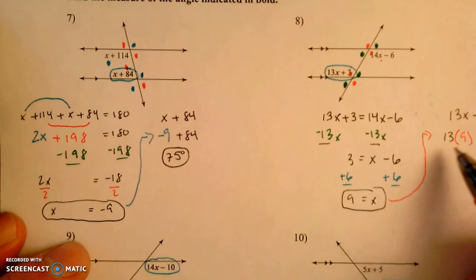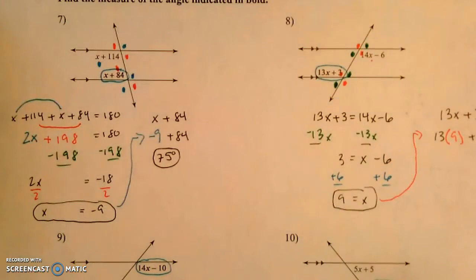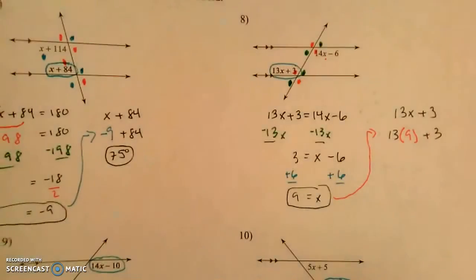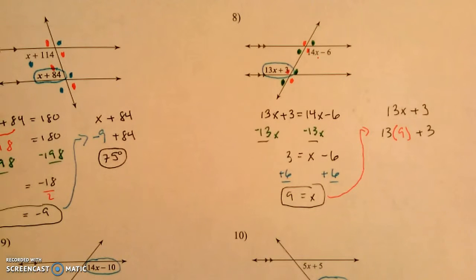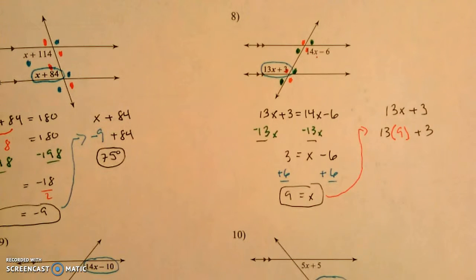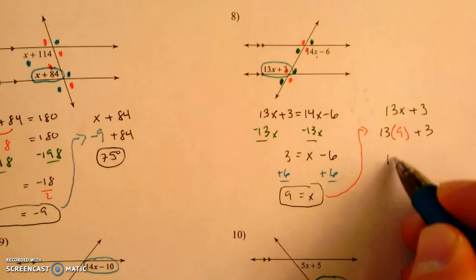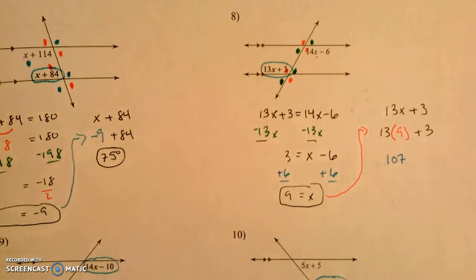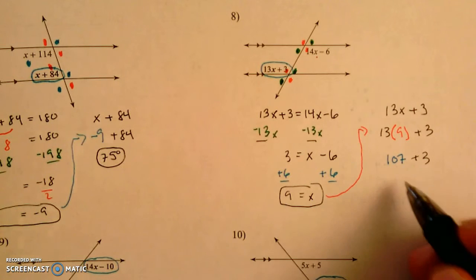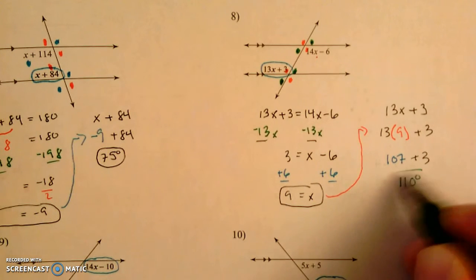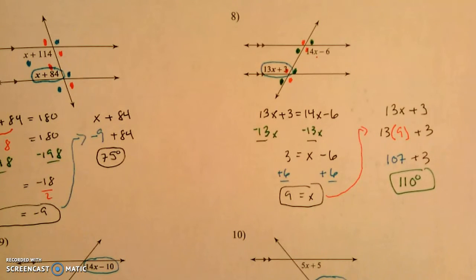And then we end up with, see, a little more room over here. Oh yeah, and then 13 times 9 is 90 and 27, which is 107, plus 3, which all together gives us 110 degrees. So there we go. All right.